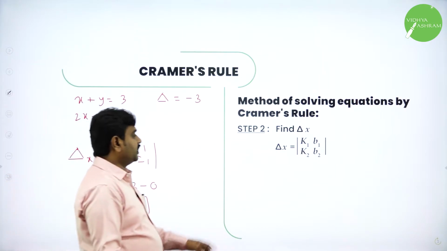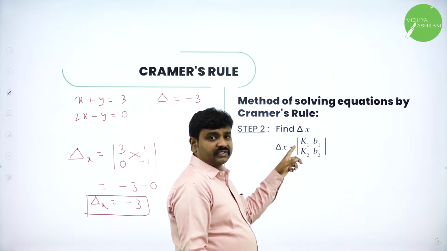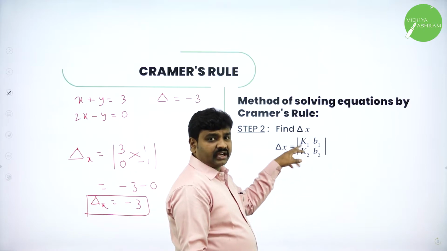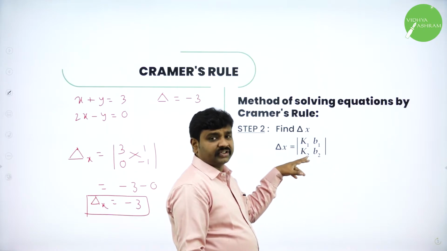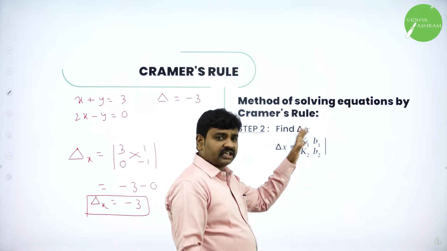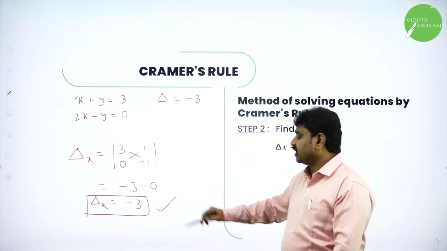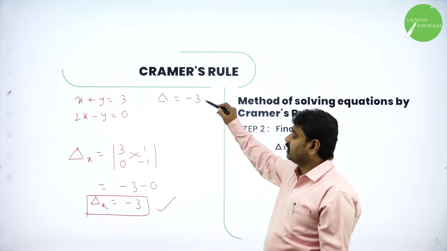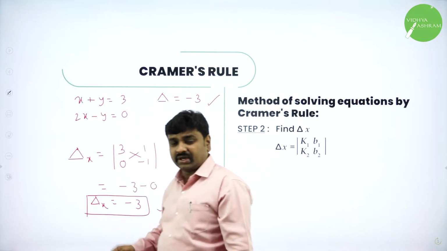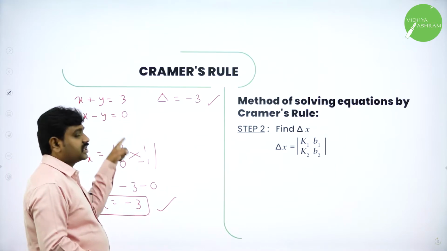So how to get delta x? Replace the first column with the constants, that is the RHS of the equations, which are numbers. Earlier here we had a1 b1, the coefficients of x. You remove the coefficients of x and put the constants, and the coefficients of y let it be. So you got delta x, which is minus 3. In the first step, in delta we got minus 3. In the second step, delta x we got minus 3. How to get delta x? Replace the column containing x with the constants.